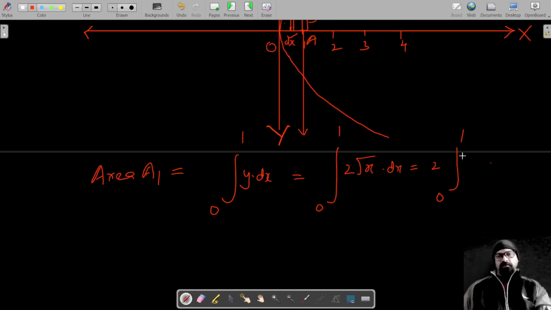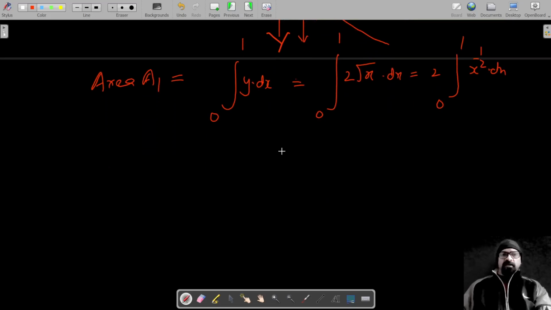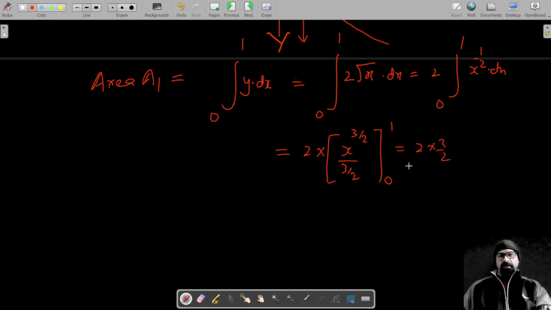2 comes out, and x raised power half can be written as x raised power half dx. Now the integration of x raised power half is x raised power n plus 1, that is half plus 1, which is 3 by 2, and it has to be evaluated for the limits 0 to 1. So this is 2 into 3 by 2.